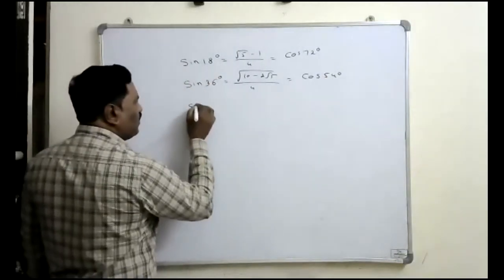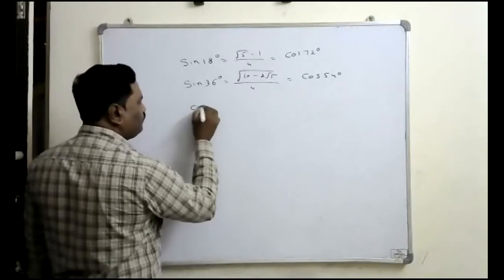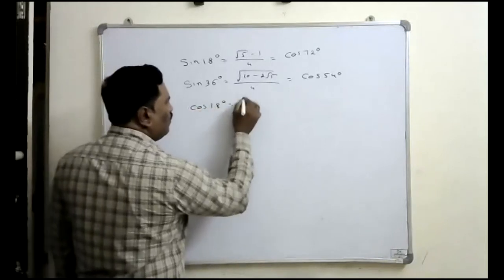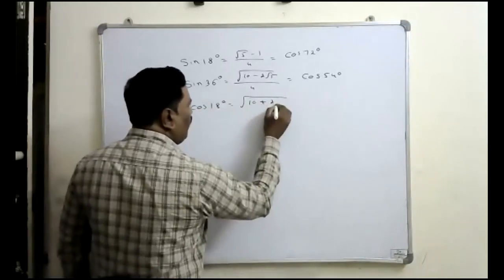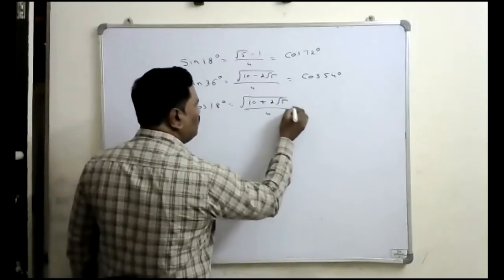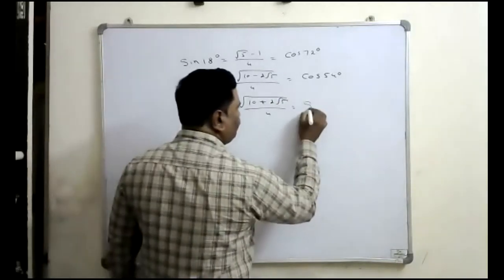Then what is the value of cos 18 degree? Under root 10 plus 2 root 5 by 4. This is also equivalent to sin 72 degree.